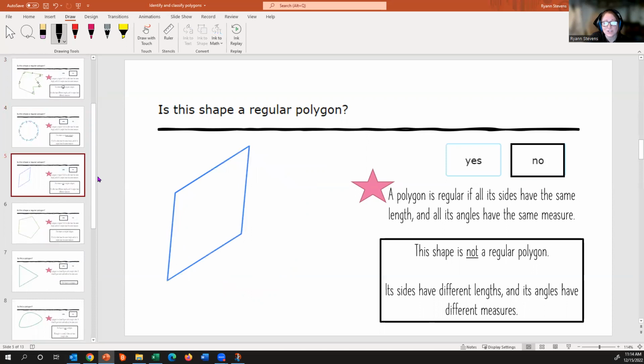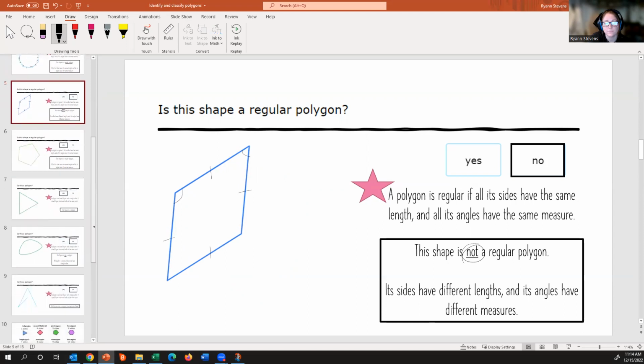We go to this next question, is this a regular polygon? This appears to be an obtuse angle, but then this one is an acute angle. Remember, obtuse is greater than 90 degrees, acute is less than 90 degrees. It does appear that the sides might be the same length, we're not really sure, but those angle measures are not going to be the same. And so we would say that this is not a regular polygon.